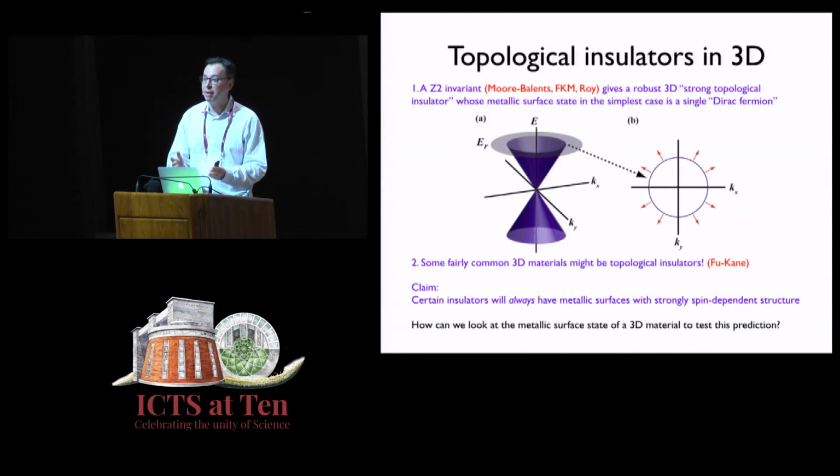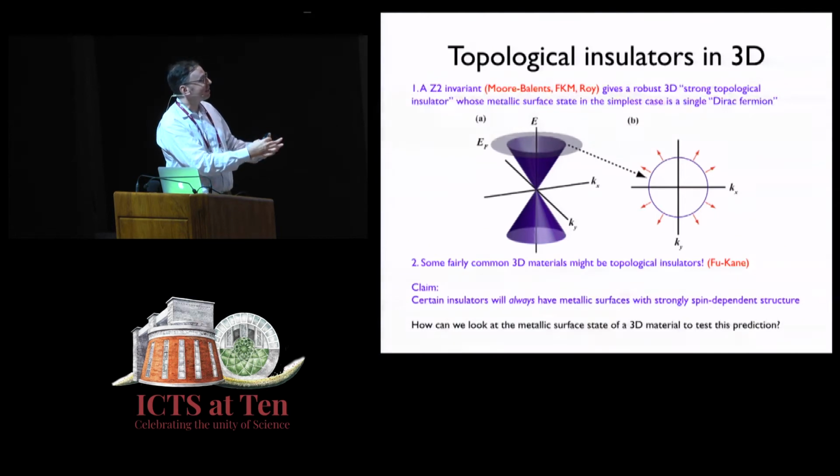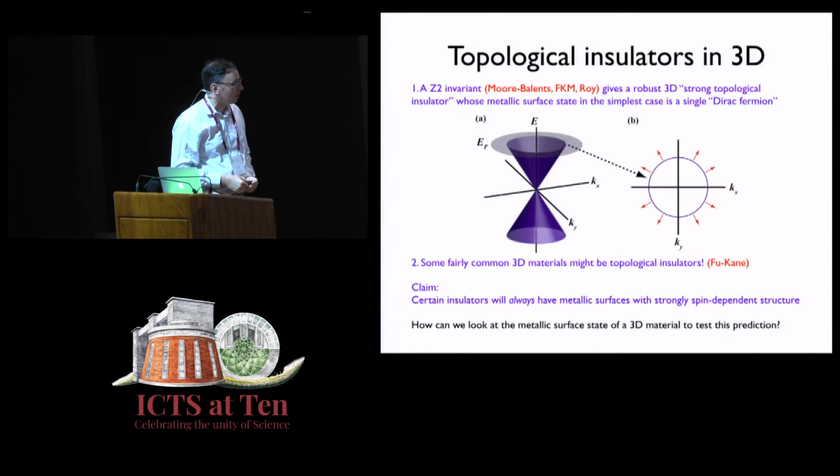So the original picture of what is a topological insulator from the condensed matter community was that it's some three-dimensional insulator whose surfaces are always metallic. And in particular, their surfaces, at least in the simplest case, have a single Dirac fermion. Dirac fermion means an effectively massless fermion. So this is saying these are three-dimensional insulators whose surface is always an unusual metal. And in fact, those were found very soon after the theoretical prediction.